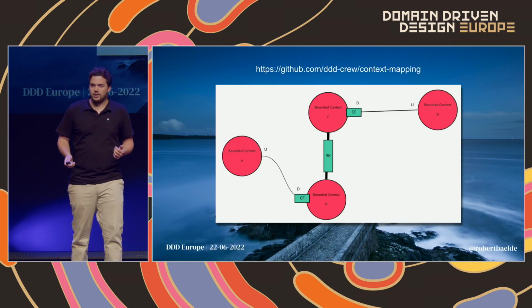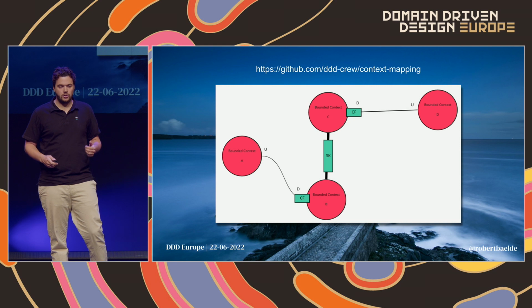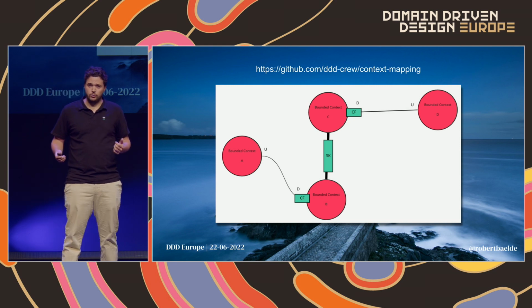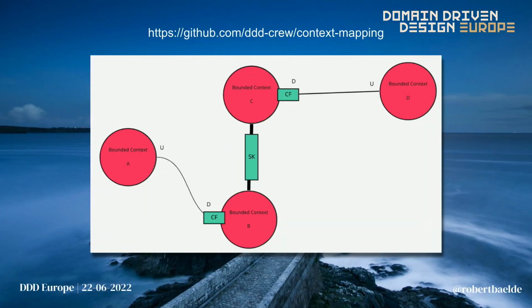So what is a context map? A context map is the result of some collaborative workshopping you do with your team. And in the end, it will give you a map of the contexts you have in the system and how they depend and interact with each other. This also really applies to your team structure as well.